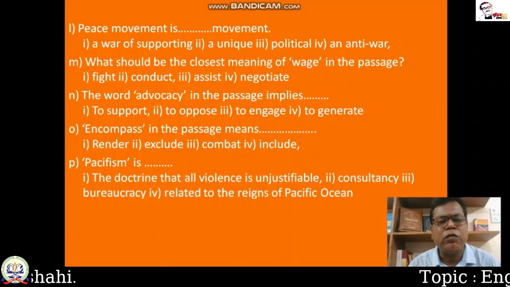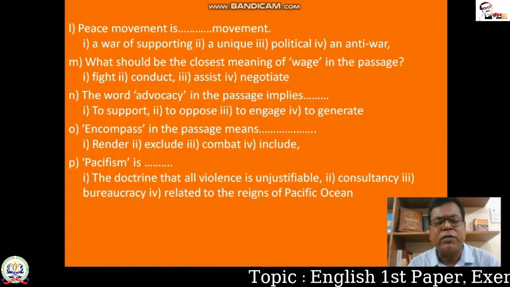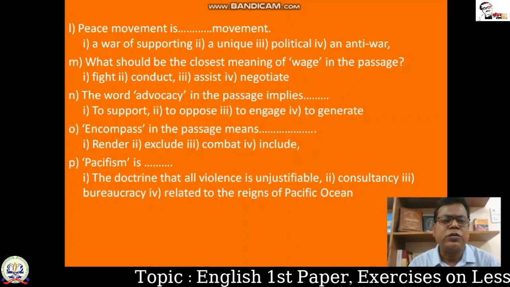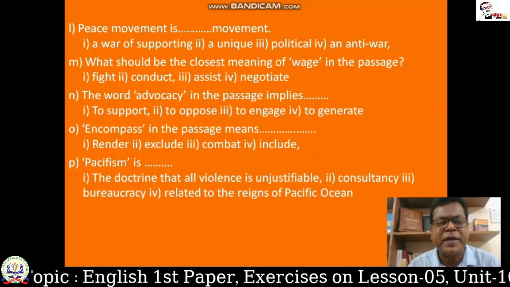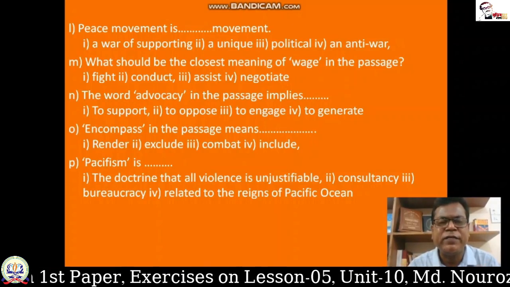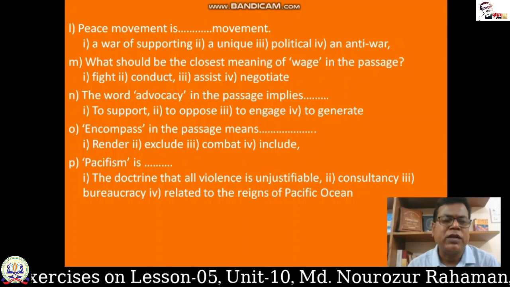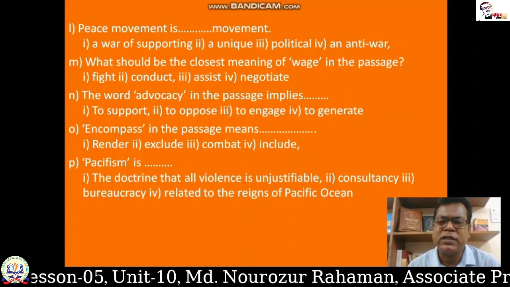Pacifism. You know from the text that pacifism is a belief that all disputes can be settled peacefully. So number 1 will be the correct answer. Pacifism means peacemaking. So according to this belief, all violence is unjustifiable. So number 1 will be the correct answer: the doctrine that all violence is unjustifiable.